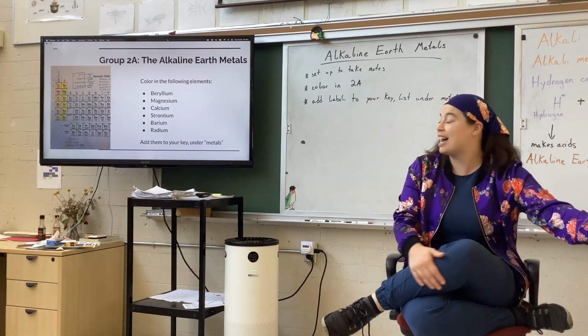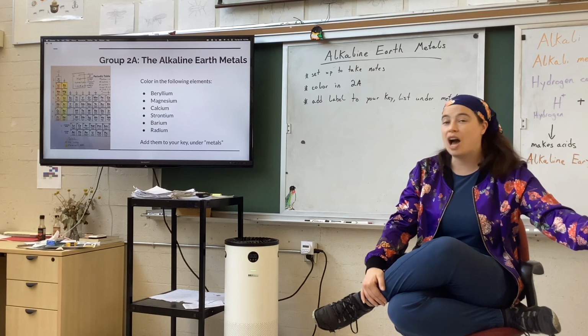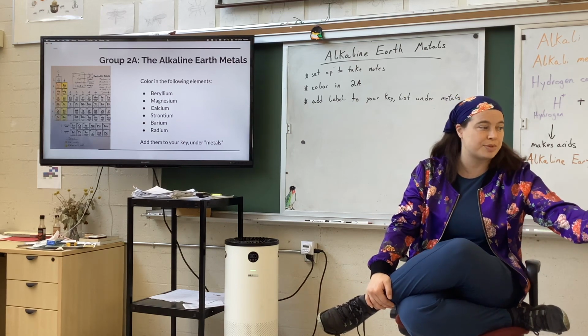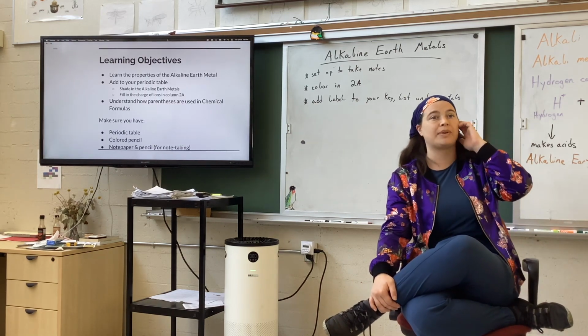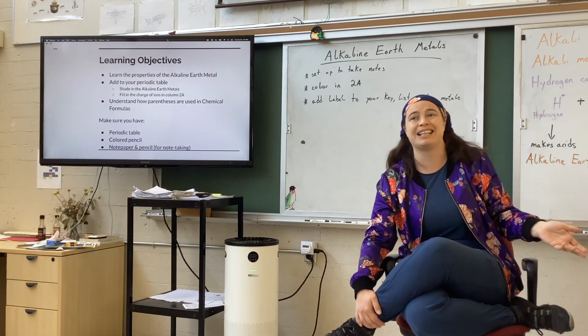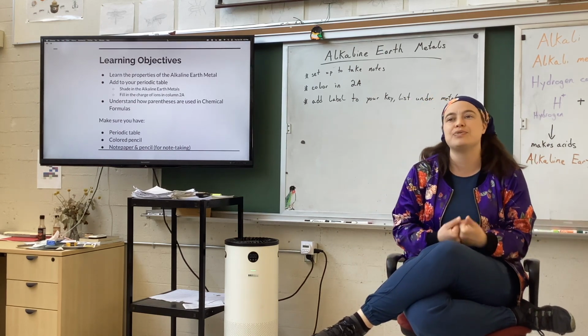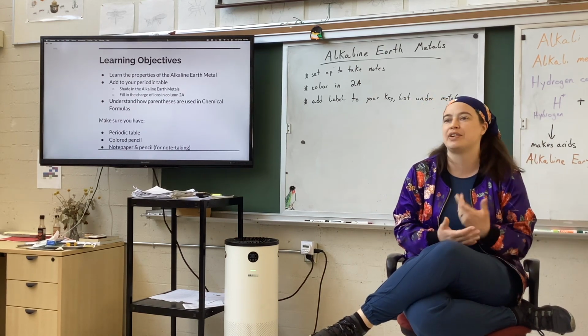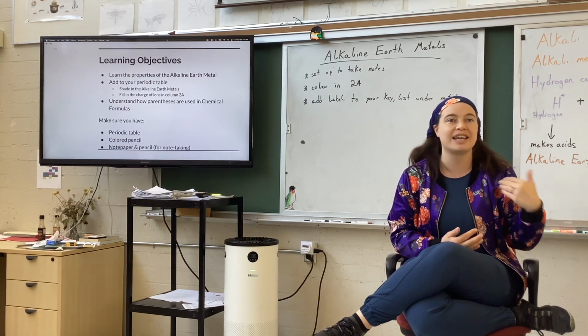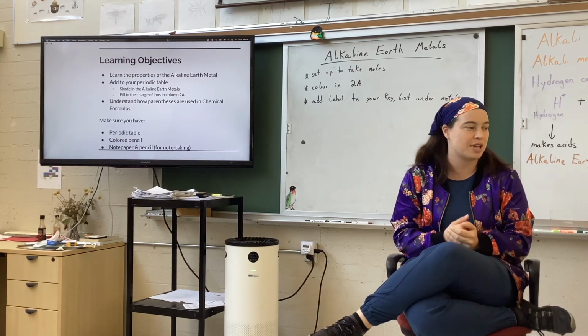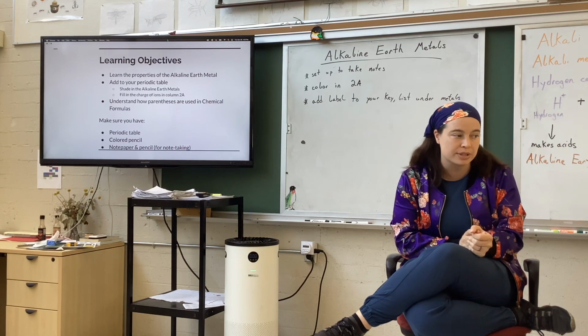Now that you all have had time to color in our alkaline earth metals, which is group 2A, things we're going to talk about today. We're going to talk about the alkaline earth metals. Basically, everything you need to know about these elements is right there in the name. They're alkaline, they're from the earth, and they're metals. So we'll talk about all of the ways in which these things are important.